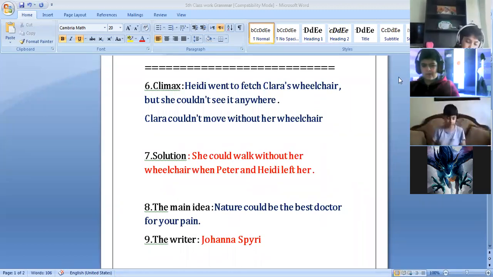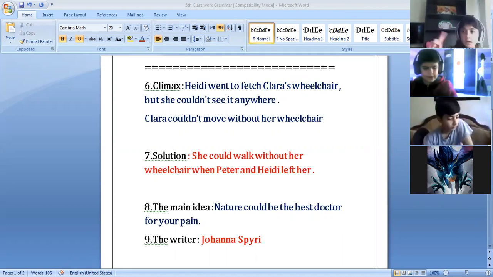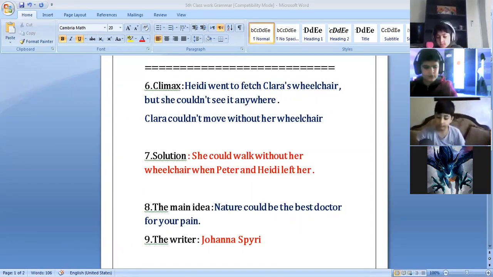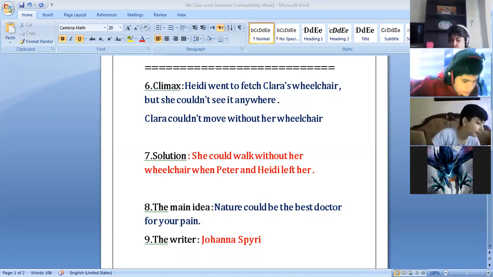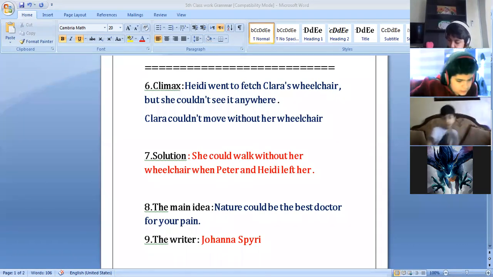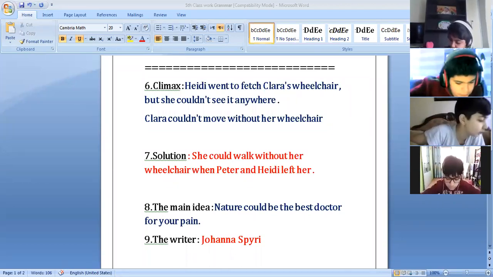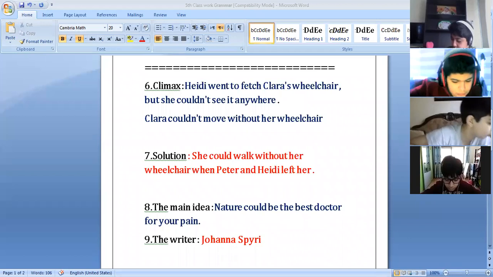So we have weekend homework. Page 97, we have 1, 2, 3, 4, 5, 6, and 7. Exercise number 3 and 4, read again and answer the questions. Why is it difficult for Clara to visit Heidi? Question 2, why does Clara eat more in the mountains? Where does Heidi take Clara? Why is grandmother delighted at the end of the story?